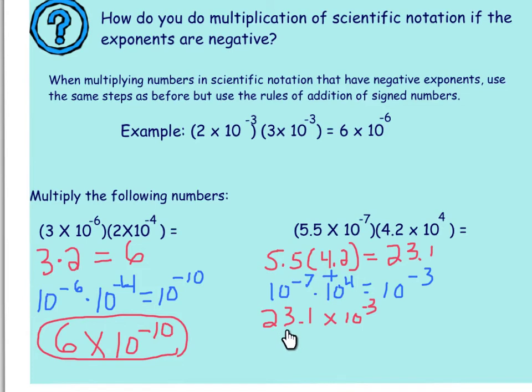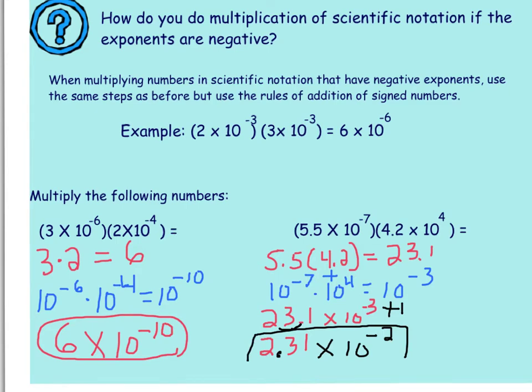Now, this 23 is bigger than 1. Because it's bigger than 1, when I move this over to right here, it's going to be a positive move. So watch. This will be 2.31. Now, how many spots did I have to move it? 1. So that's going to be a plus 1. So my answer will be 2.31 multiplied by 10 to the... Now I have to do negative 3 plus 1, and that gives me negative 2. So the tricky part on these is adjusting your answer correctly. That's the tricky part, okay?